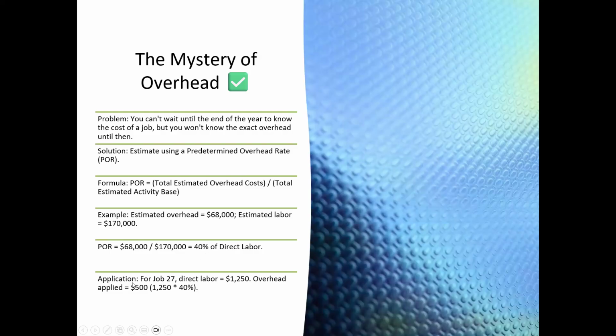In application, let's assume that for job 27, the direct labor cost is $1,250. Therefore, the overhead cost will be 1,250 multiplied by 40%, or 0.4. So that gives you your overhead applied to this particular job. In this example, the overhead will be $500.